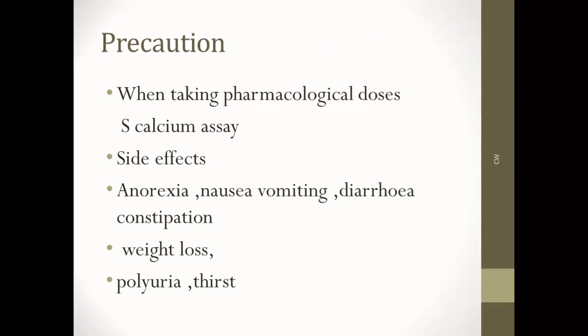When prescribing pharmacological doses of vitamin D, we have to arrange the serum calcium level assay. And side effects of overdose vitamin D are anorexia, nausea, vomiting, diarrhea and constipation, weight loss, polyuria and thirst. When we are treating with high doses of vitamin D, we have to be conscious about those side effects.